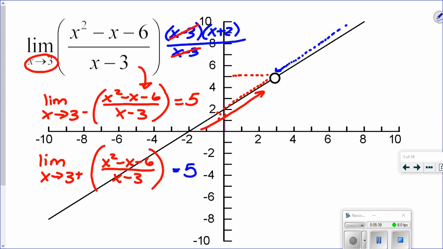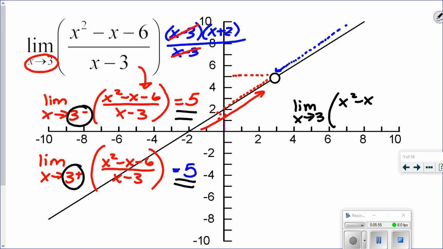And because the left-hand side, remember, is the negative side, and the right-hand side are the same, because they're equal, we know that the limit as x approaches 3 of this function is 5.